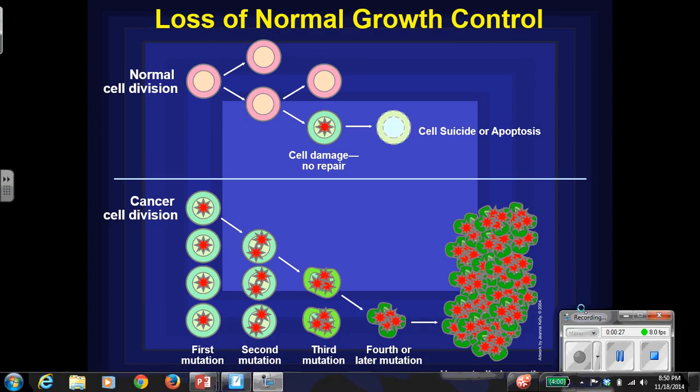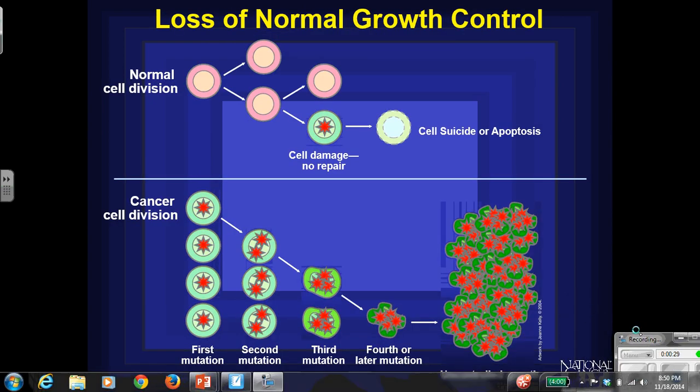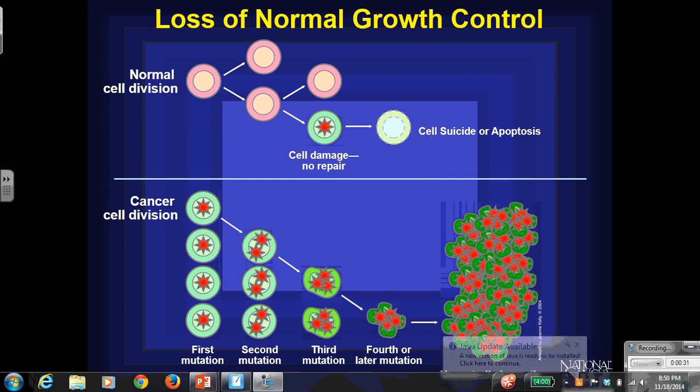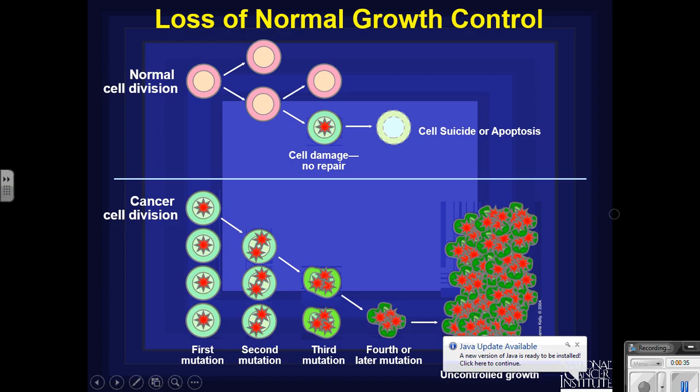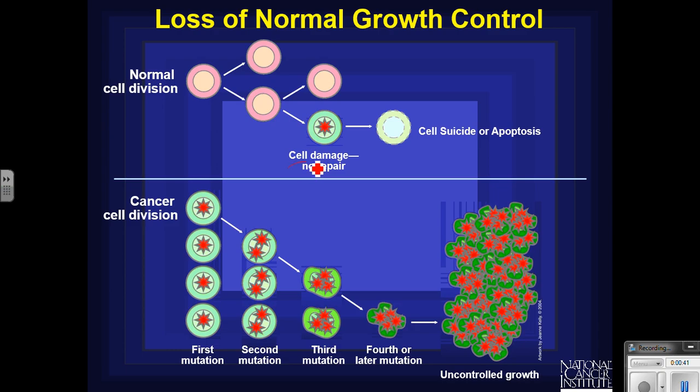So cancer is related to what we're talking about because it's really just a matter of a loss of normal cell division. You can see in this diagram that in normal cell division, if for some reason the cell is damaged, then it'll either be repaired, or if not, then the cell will die through apoptosis.